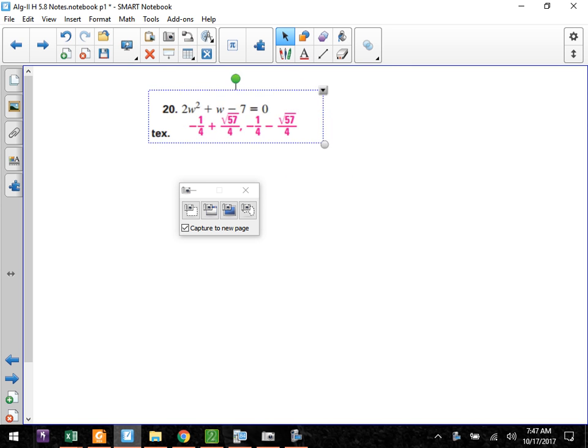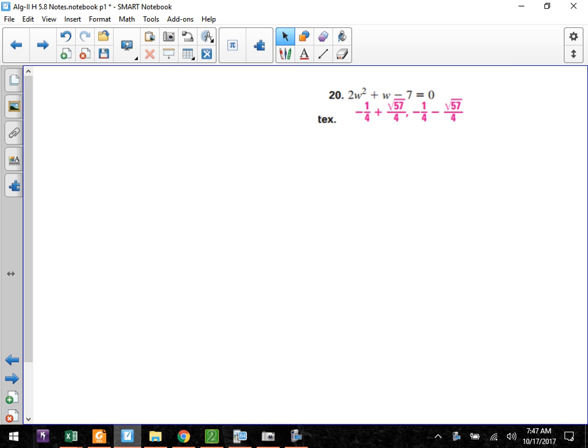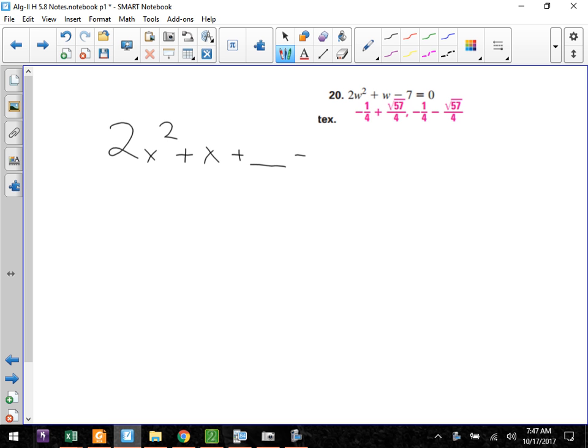Now, this one asks that you solve it via completing the square. So you've got your 2x squared plus x plus blah equals 7. I'm just going to do that right away. When you have to complete the square, your first rule is that you have to get that first term coefficient of 1. Now, to be honest with you, let me do it this way real quick. So this is still minus 7.